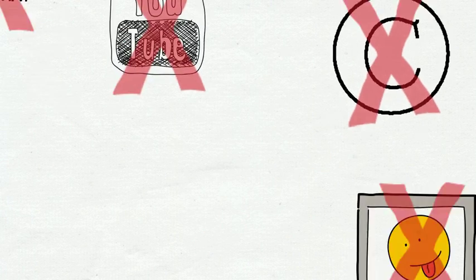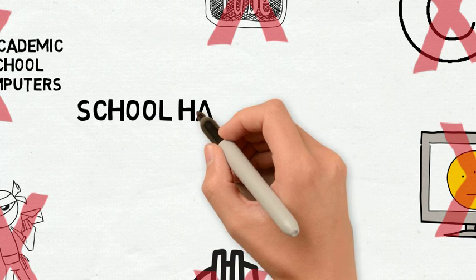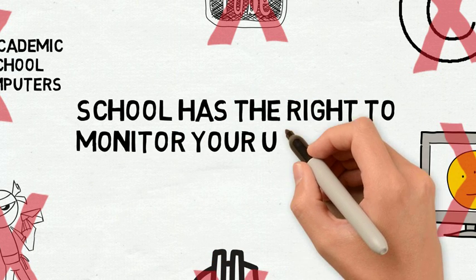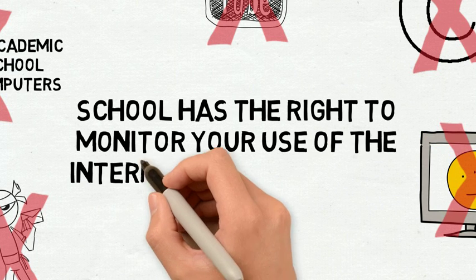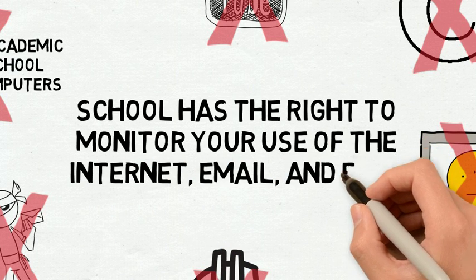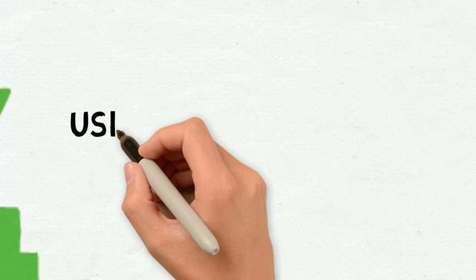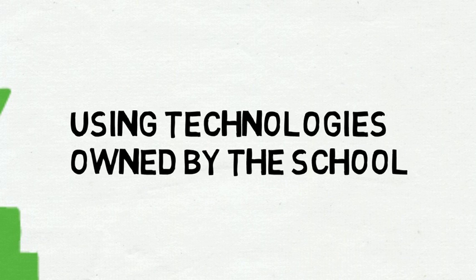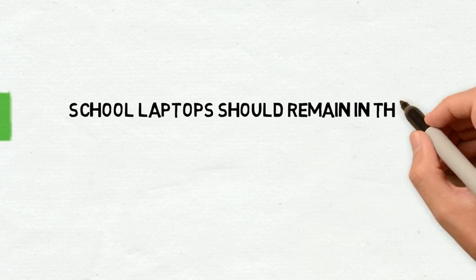Tracks and detentions will be given for using the school's network or computers in any of these manners at any time. Remember that you are on the school's network. The school has the right to monitor your use of the internet, email, and files as deemed necessary. Fourth, when you're using the SPSG devices such as laptops, iPads, iPods, or any other technologies owned by the school, follow these guidelines.